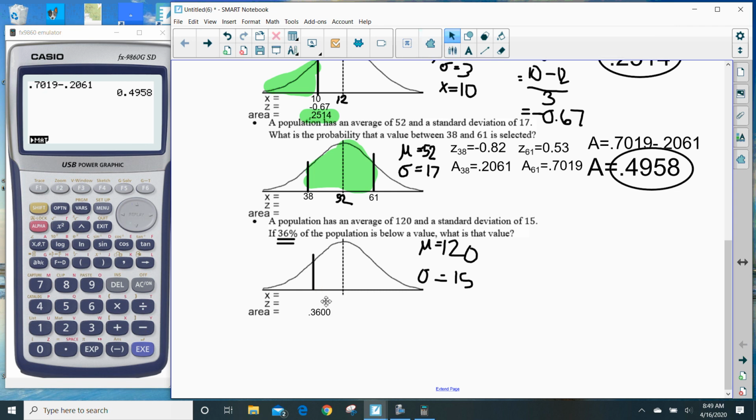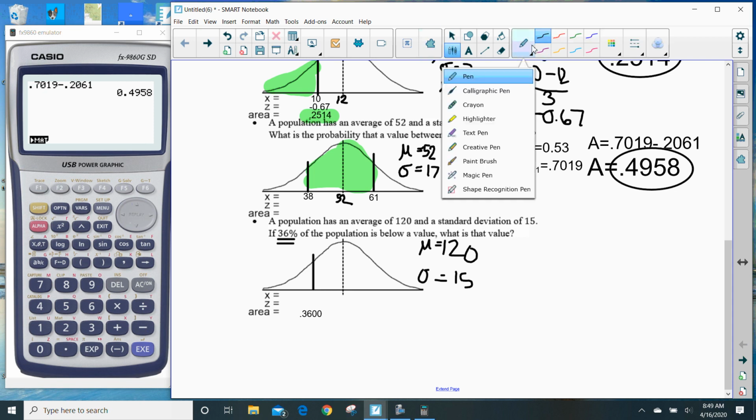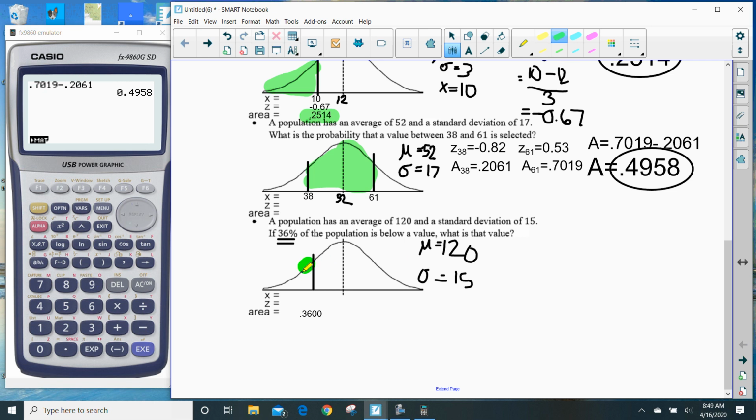And the question is, what is the value? Okay, what is that value? So what is the X given an area of 36%? So what we have to do is work backwards, turning this into a Z and then into an X. Let me, again, put some highlighter on here. You know how I love to shade my pictures. So this is the 36% itself. What is this X value that creates that?